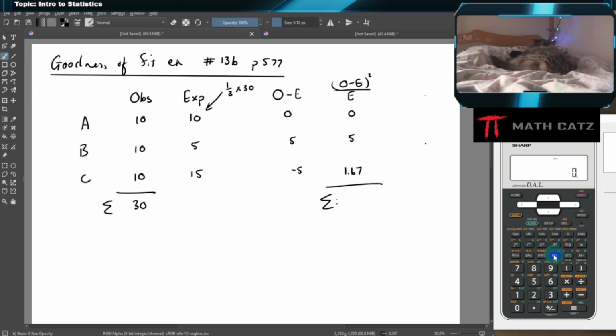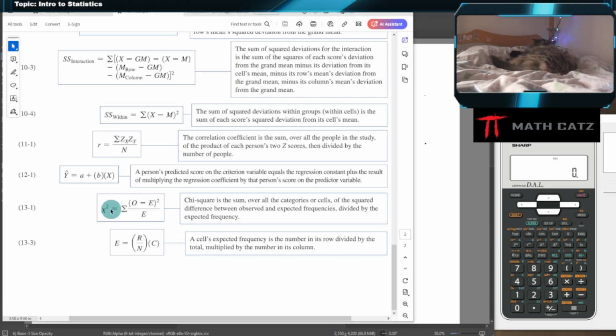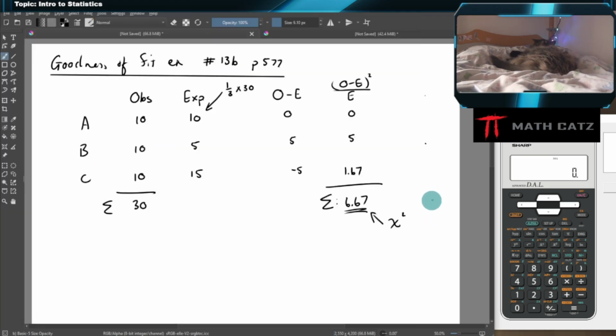So let's reset that. And we'll obviously get a 6.67. This is also our chi-squared statistic, according to the formula, right? That's all we need to do. It's quite simple as far as these go.